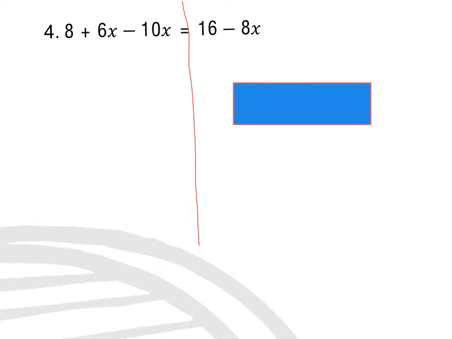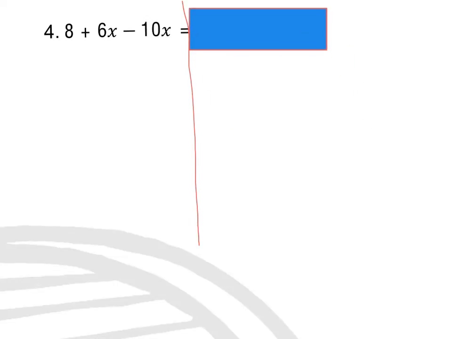And then for my second step, I need to simplify each side. So I'm going to cover up the right side first. And I want to look at the left side to see if I can combine anything together. Well, notice you have a 6x and you have a minus 10x. Well, they're like terms, so I can put them together.